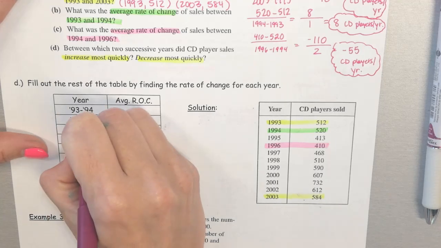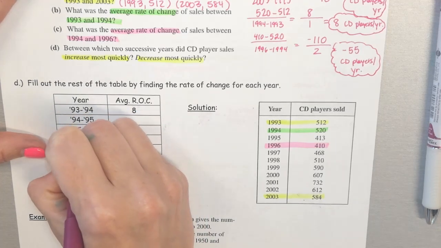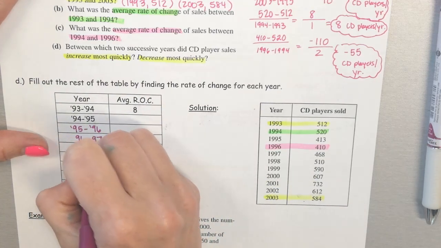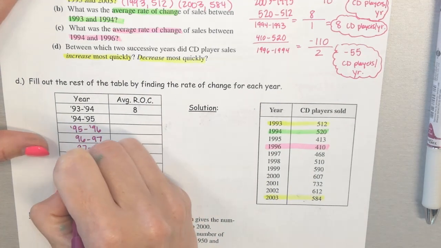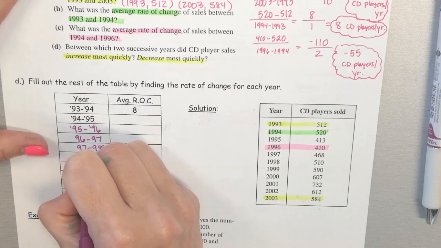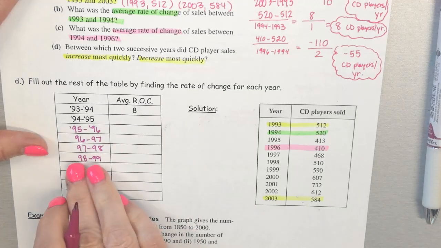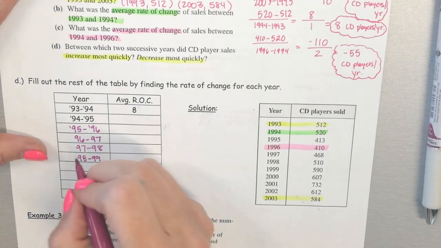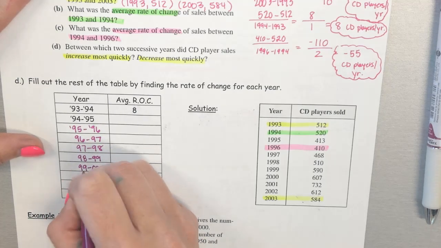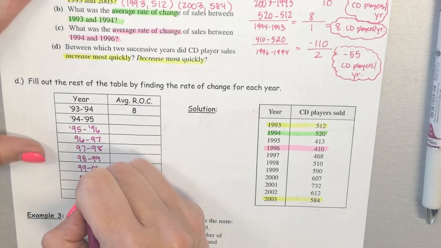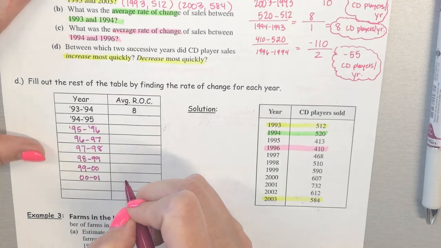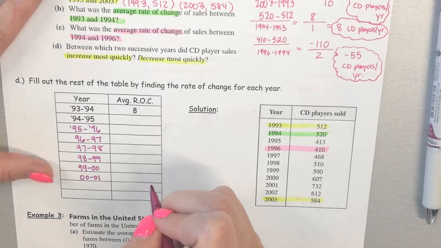So 95 to 96, 96 to 97, 97 to 98, 98 to 99.